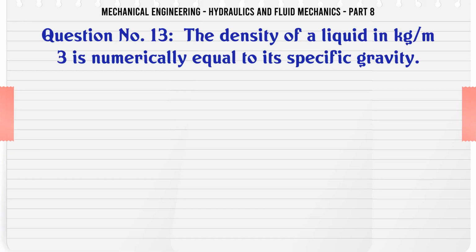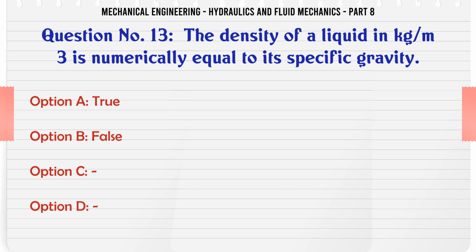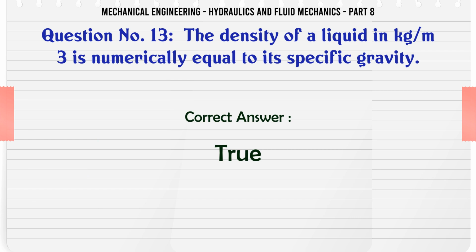The density of a liquid in kg/m3 is numerically equal to its specific gravity. A. True, B. False. The correct answer is true.